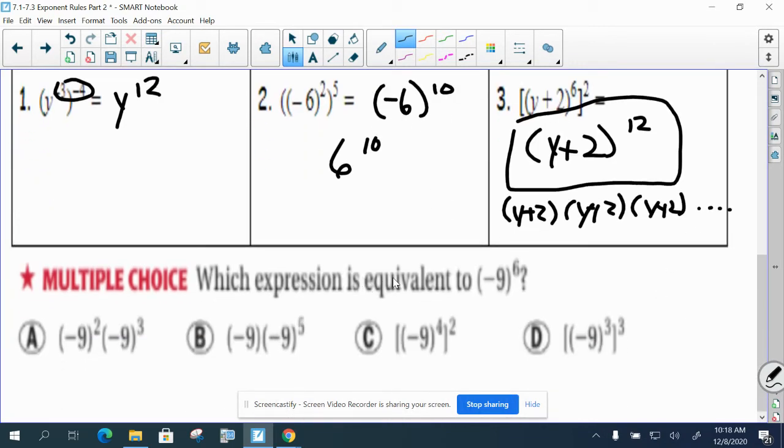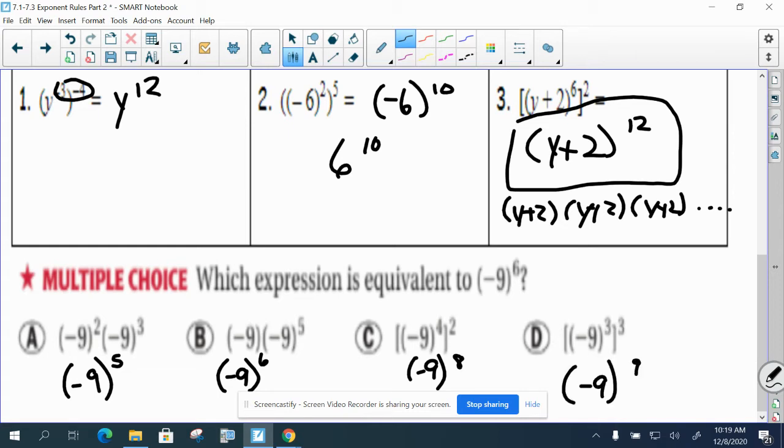All right, so here's some practice. Which expression is equivalent to negative 9 to the 6th? So let's work out all of these examples. So this would be negative 9 to the 5th because you're adding. This one would be negative 9 to the 6th. This one you would multiply, so this one would be negative 9 to the 8th. And then this one you would multiply again, so it'd be negative 9 to the 9th. So B would be the answer.